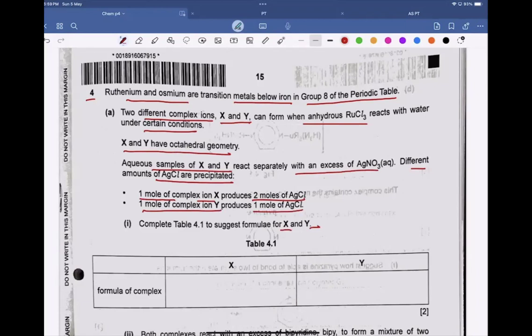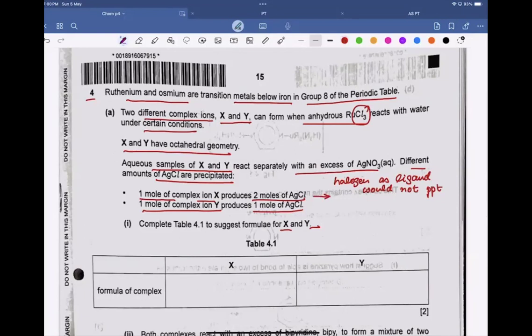Okay, so remember that a halogen as a ligand would not precipitate. That is a very important thing. So in actual, how many chlorides are there? 3 chlorides are there, and in the complex X we are getting 2 moles of chloride.